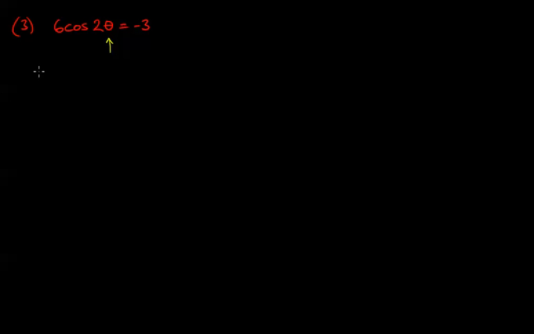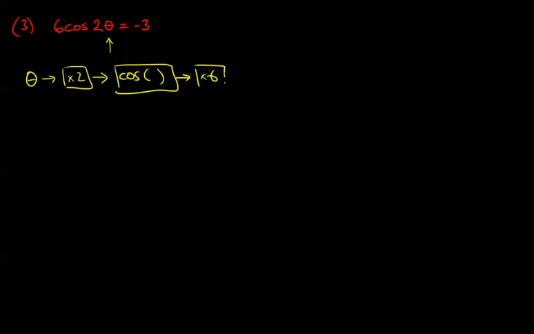If we make a little function machine to see how we're going to solve this: theta goes in. The first thing we're doing here is doubling it, okay? And then we're going to take the cosine of whatever we have doubled, and then we're going to multiply it by 6, and then we're trying to get an output of minus 3. Then we're going to work backwards through this function machine.